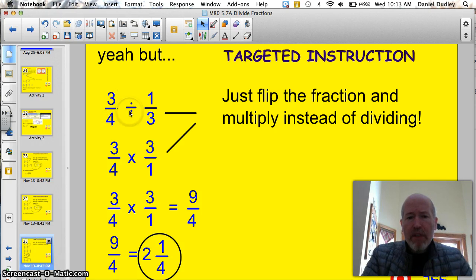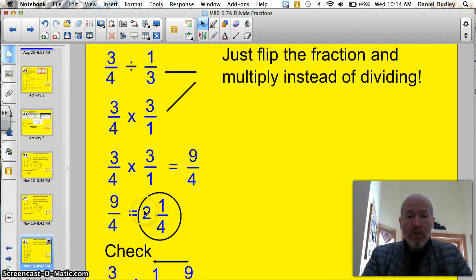3/4 divided by 1/3. Just flip the fraction. 3/4 times 3/1. One more time, I just flipped the second fraction. 3 times 3 is 9. 4 times 1 is 4, so I get 9/4. If we break that down into a mixed number, it's 2 1/4.